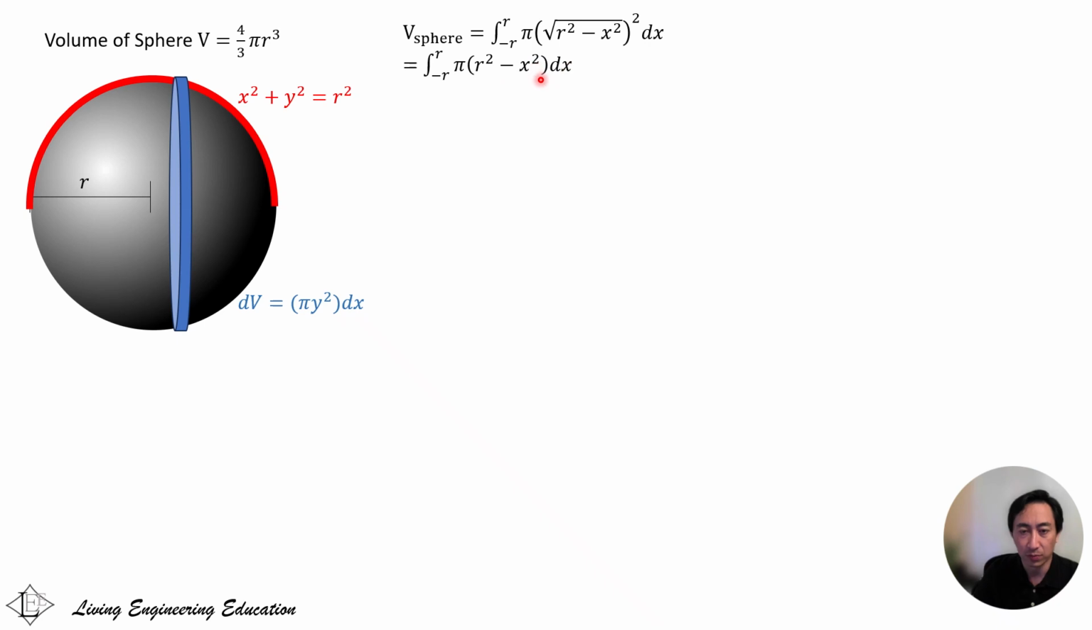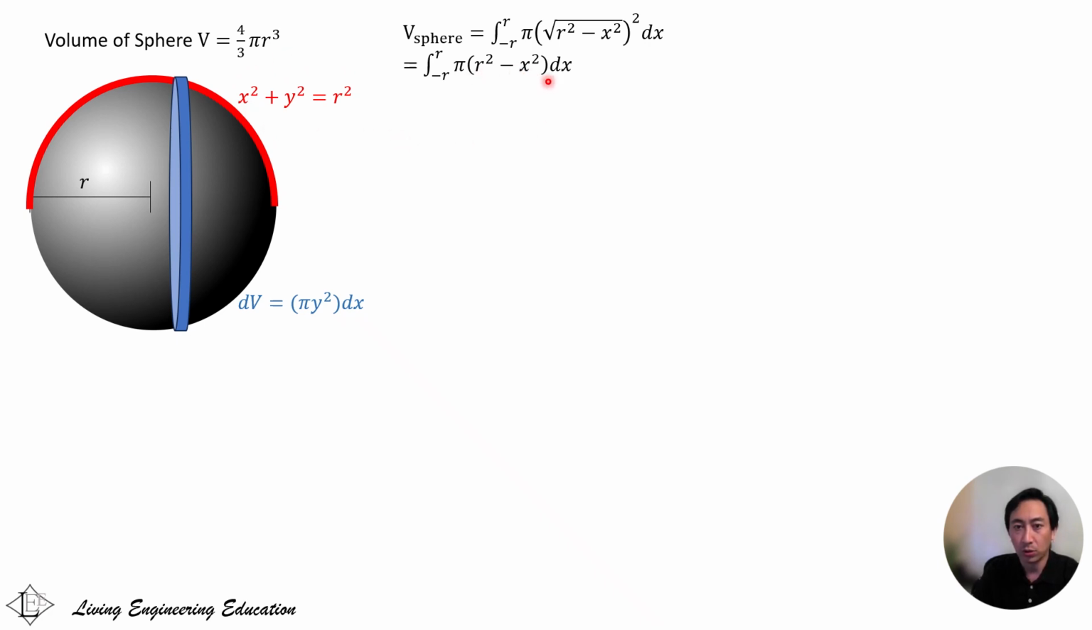This is your dV term, right? And we're going to integrate this from negative r to r. That represents from negative r, and we integrate all the way across here to positive r. So this disk is changing in the y value as you move along here, dictated by this red surface here, which we have as the y or y squared equation here.